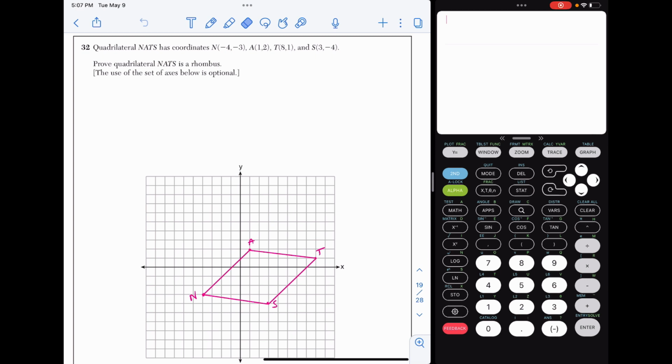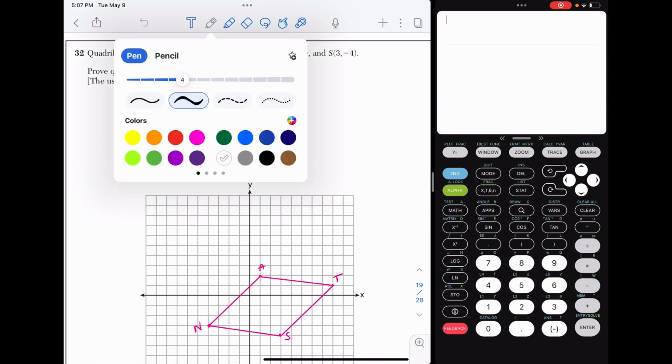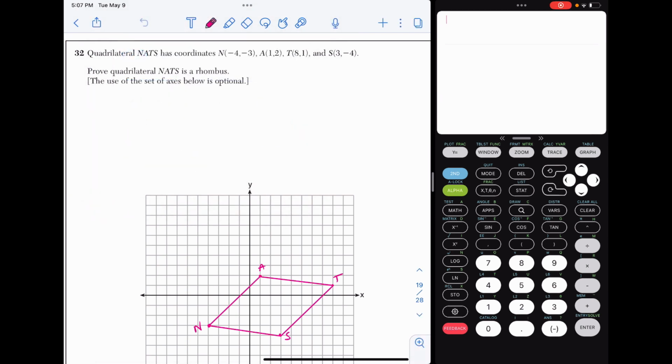So I have already gone ahead and plotted the 4 points and connected them on my coordinate plane. Even though it does say the use of axes is optional, I like to always take the time to plot the picture just so it's a little clearer to see what's going on. So once we have that, we want to recognize that in a rhombus, all of the sides are congruent to one another. So what I'm going to do is find the lengths of all 4 sides. And if we do the math correct, they should all be congruent to one another.